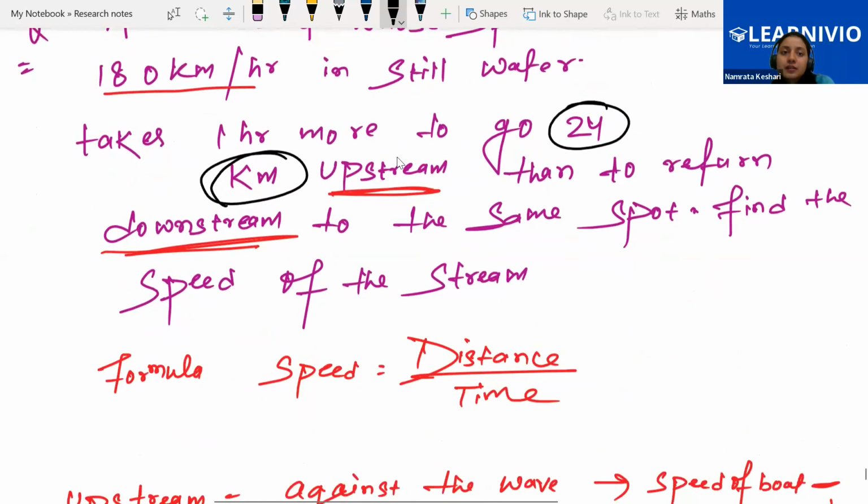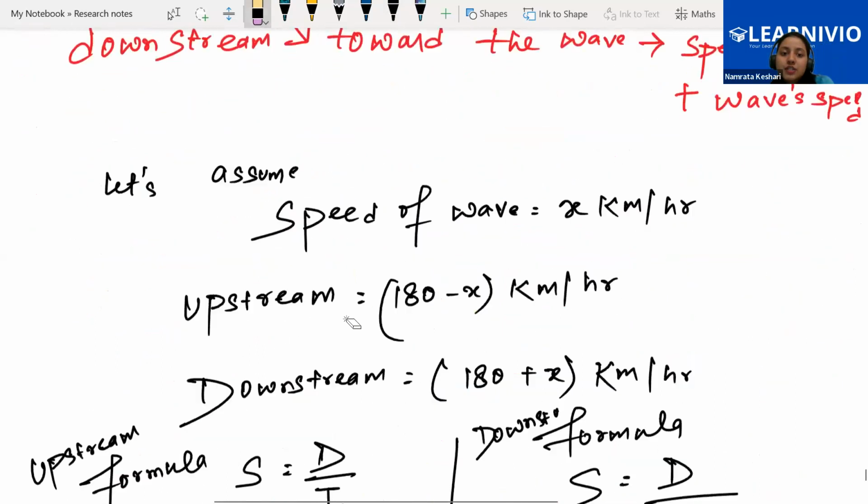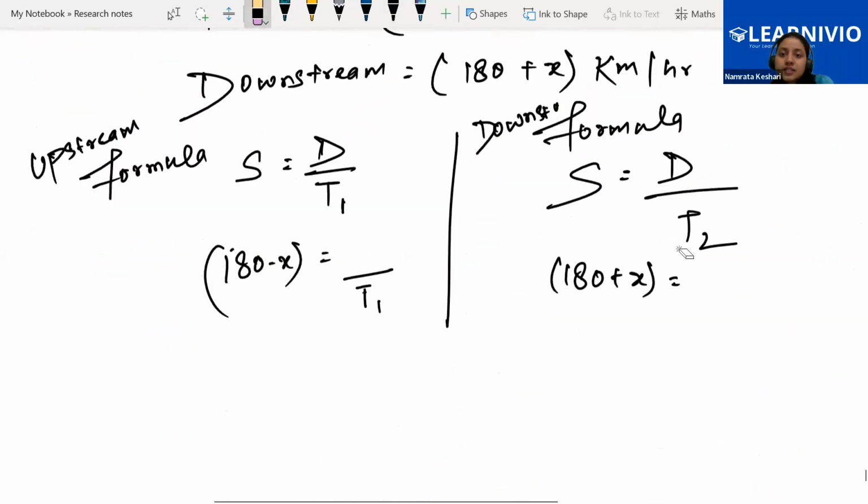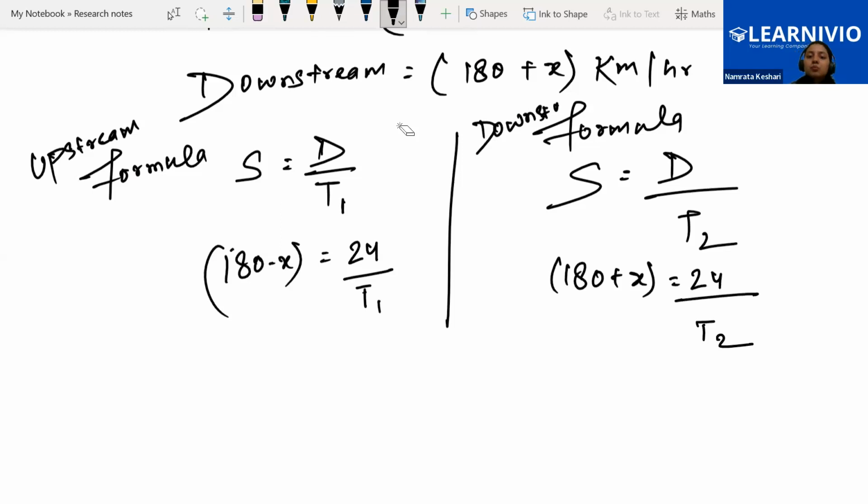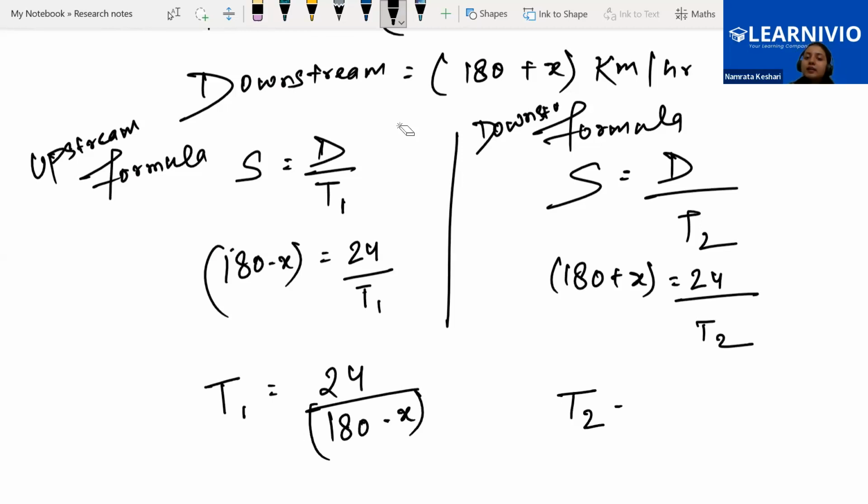Let's substitute it in both the cases at the place of distance, given clearly in the question as 24 kilometer. Here also 24. Now in both the cases, T1 and T2, we will find. T1 will be 24 by 180 minus x. And here T2, 24 by 180 plus x. In both the cases, we have found the time.